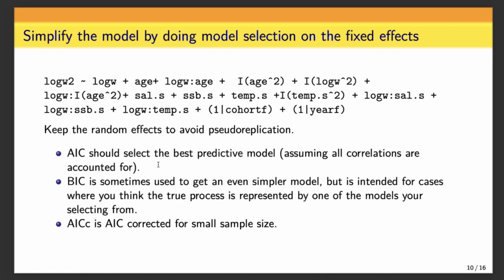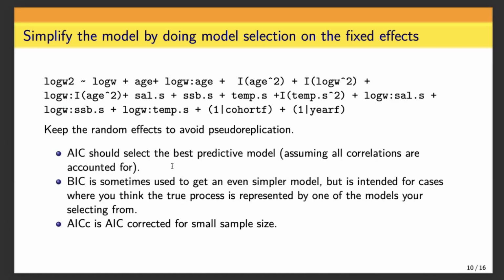In general, you can use AIC and you try to get the best model, but it doesn't always give you the best one. BIC is sometimes used to get an even simpler model, but is intended for cases where you think the true process is represented by one of the models you're selecting from. And in biology, that's usually not the case because the real world is much more complicated than our processes for modeling. You know, all models are wrong. But some people like BIC because it gives you a simpler model in the end, usually.